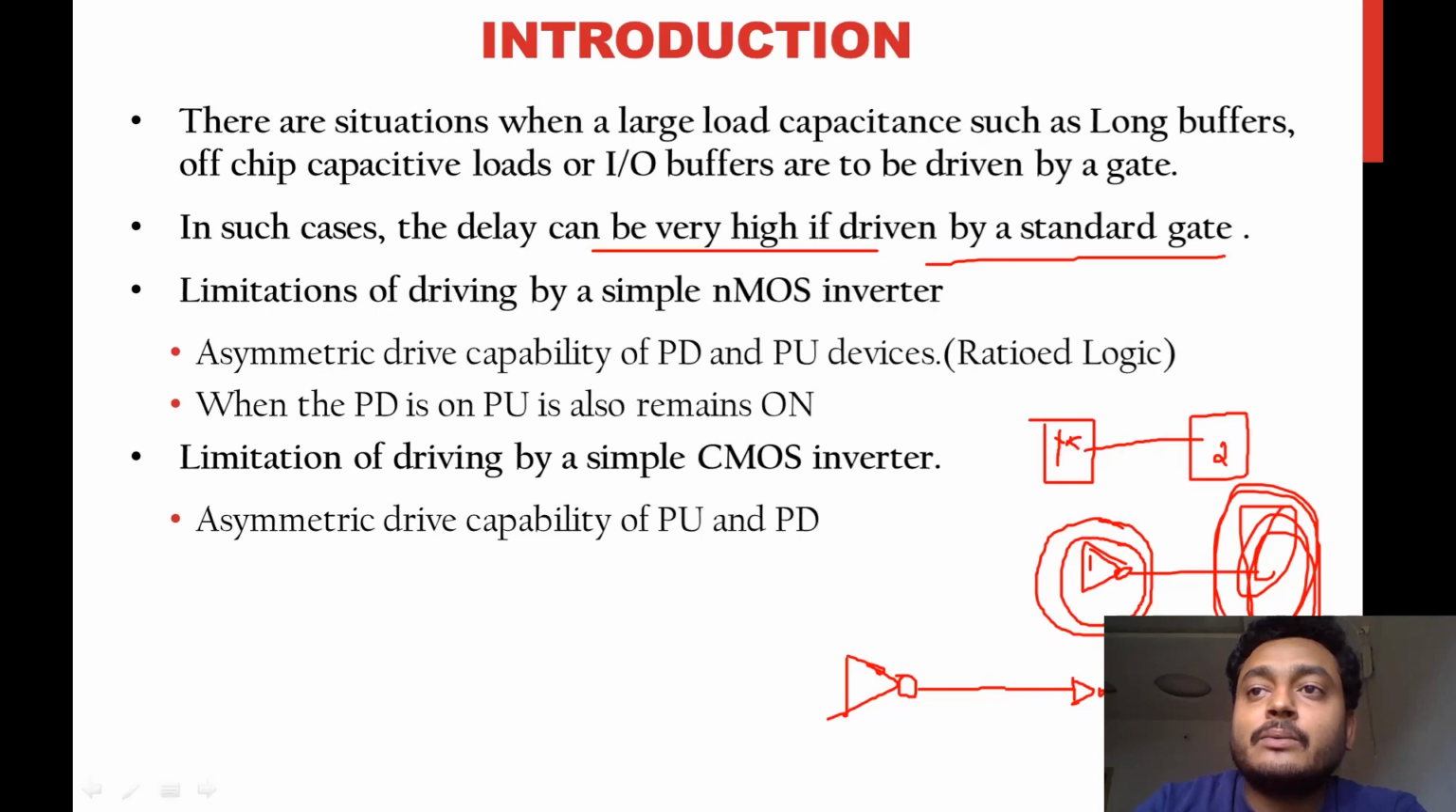Okay, so this is a fan out. That means the output of this particular inverter is driving only one input of the OR gate. Driving one input of the other gate. That's fan out. So in this case, the fan out is one.